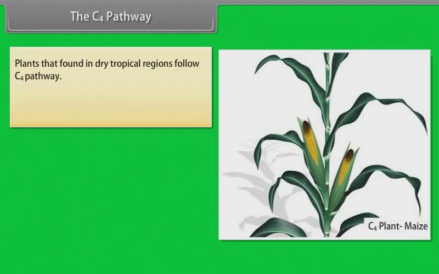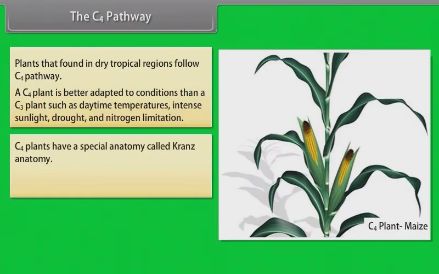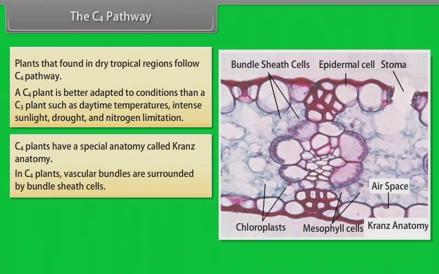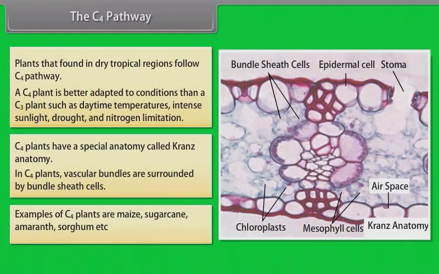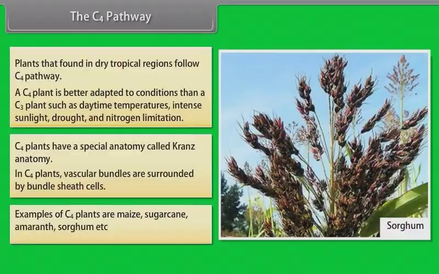The C4 pathway. Plants that are found in dry tropical regions follow the C4 pathway. A C4 plant is better adapted to conditions than a C3 plant, such as daytime temperatures, intense sunlight, drought, and nitrogen limitation. C4 plants have a special anatomy called Kranz anatomy. In C4 plants, vascular bundles are surrounded by bundle-sheath cells. Examples of C4 plants are maize, sugarcane, amaranth, sorghum, etc.